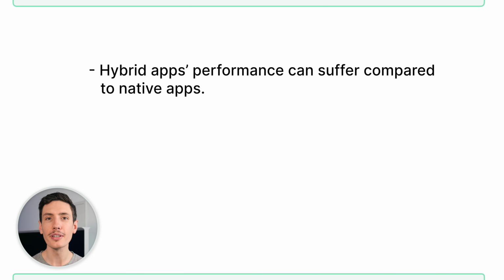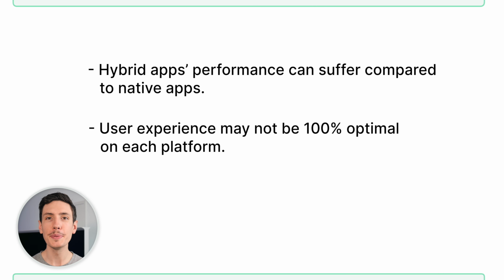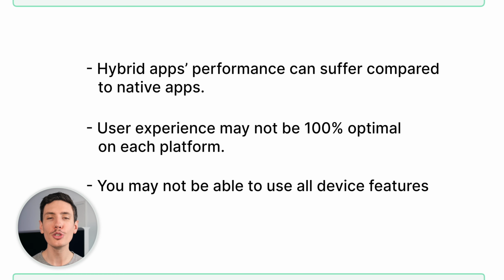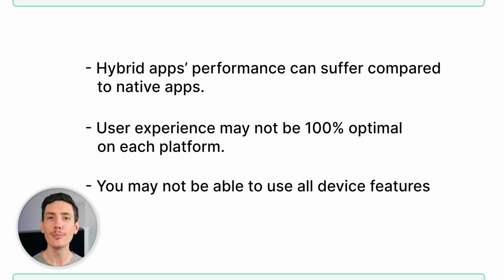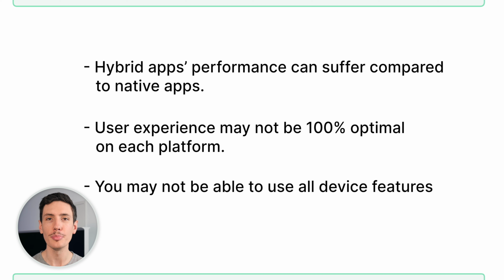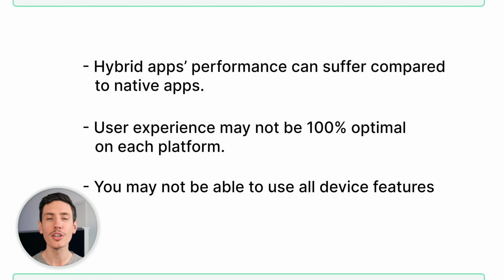Now let's talk about some of the cons. Hybrid apps' performance can suffer compared to native apps, and user experience may not be 100% optimal on each platform. You may not be able to use all device features, though hybrid apps generally use some hardware features such as camera, microphone, and GPS, and hybrid technology is constantly improving.